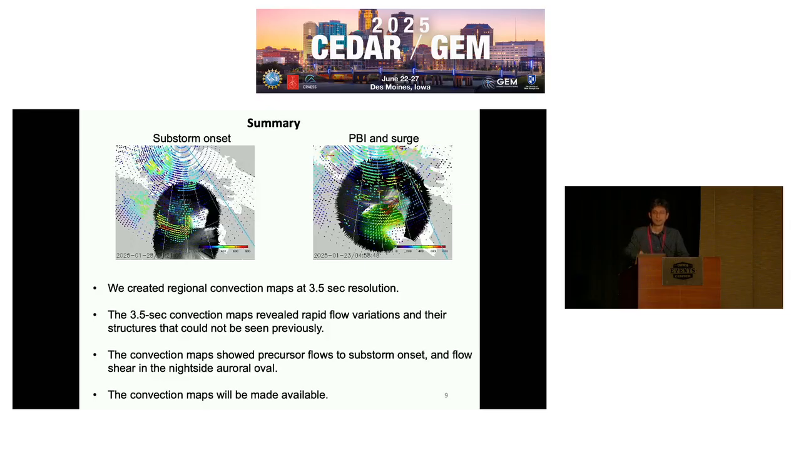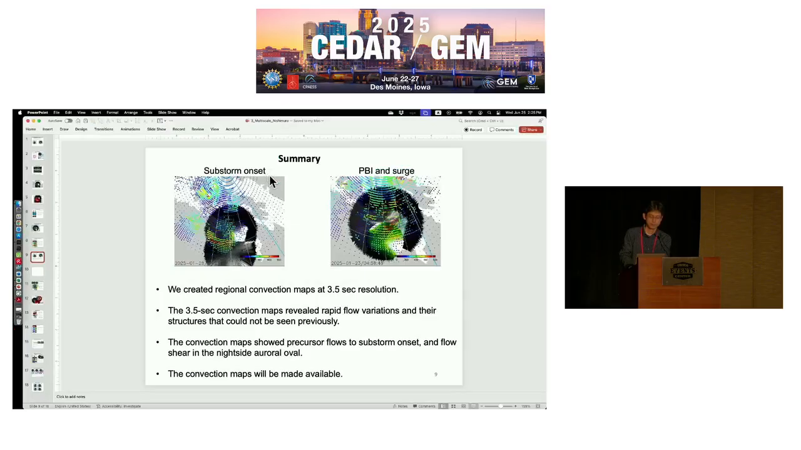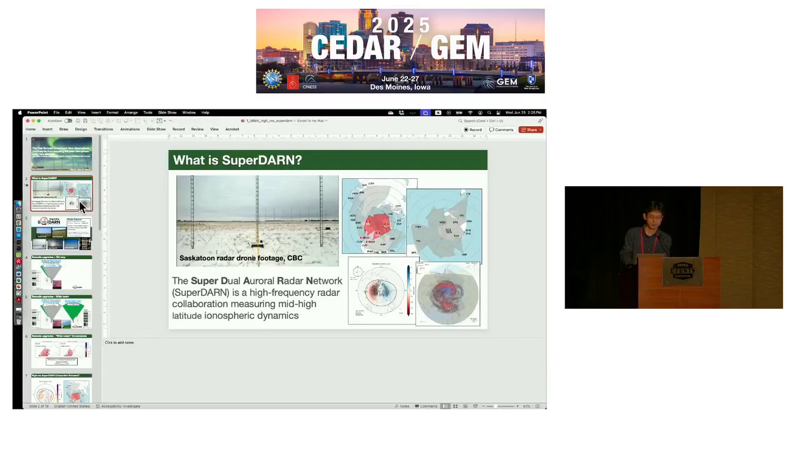Okay, Christine. Sorry, my question is actually because I missed the beginning of Dan's talk earlier. Are all of the SuperDARN radars in the high latitude region having that fast 3.5 second cadence that are feeding into your maps? Or is it just a few of them?